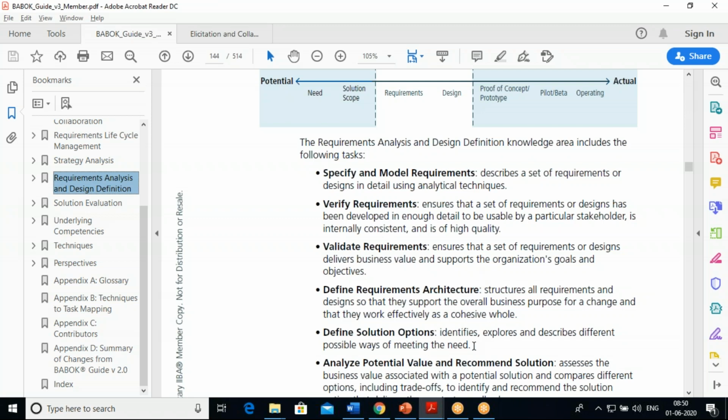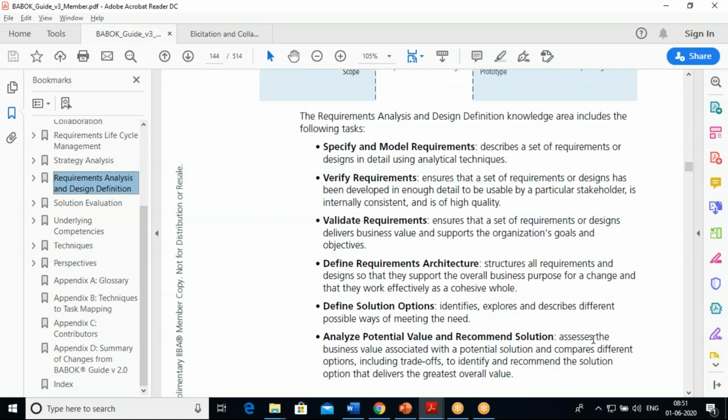And define solution options. Defining solution options means we are going to understand how many different ways there are for us to actually reach the desired state. That is what we will be understanding.